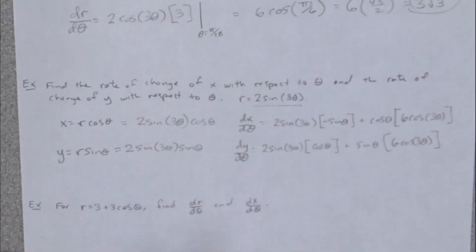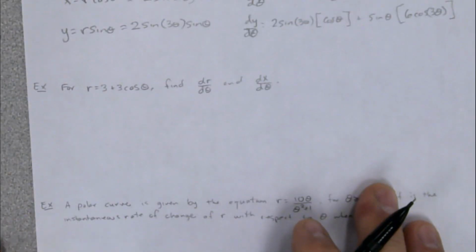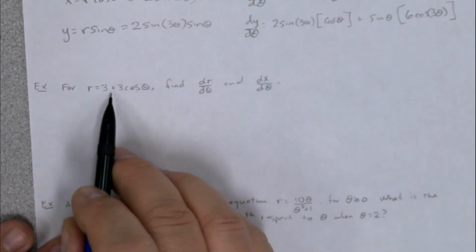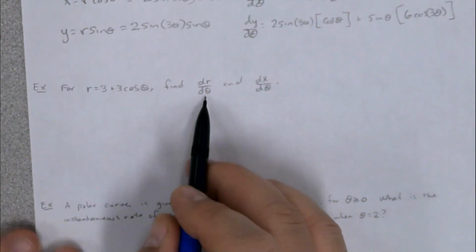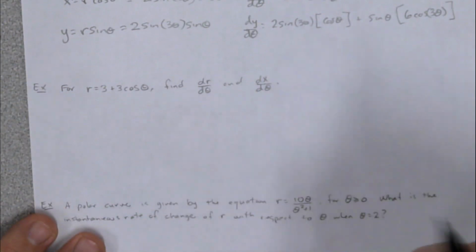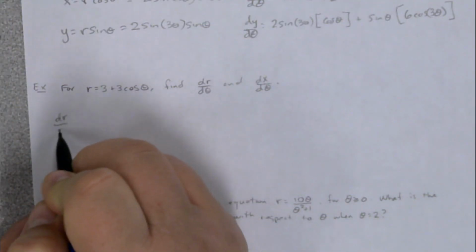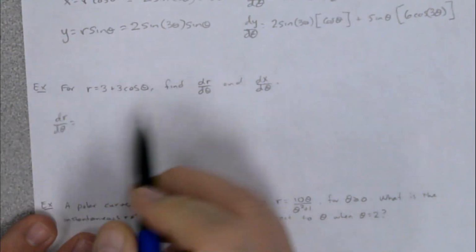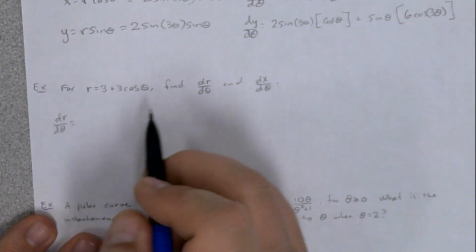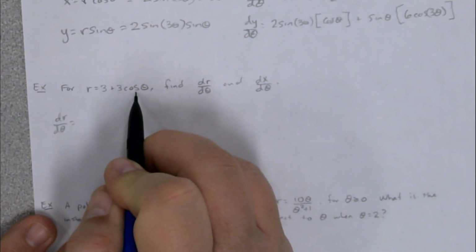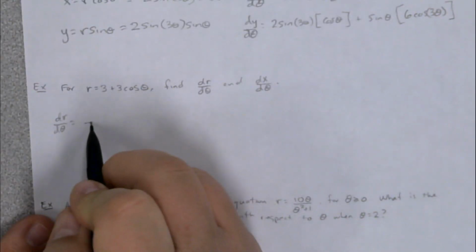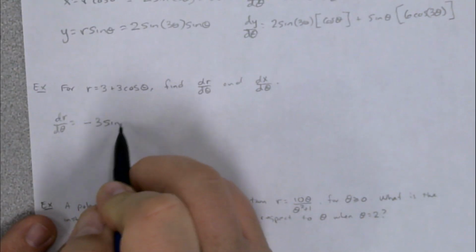Okay? Next example. For r equals 3 plus 3 cosine of theta, find dr d theta and dx d theta. So dr d theta is pretty simple because it's already in r equals form. We just need to take the derivative of it. So this is simply going to be 3 times the derivative of the cosine, which is minus sine, negative 3 sine theta. Done.